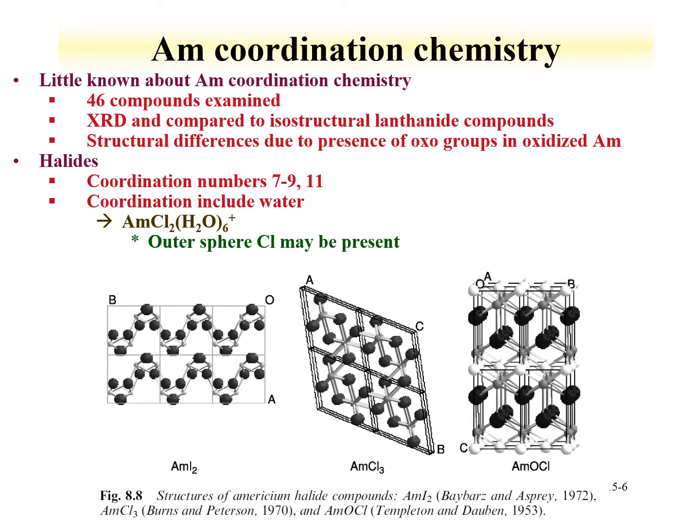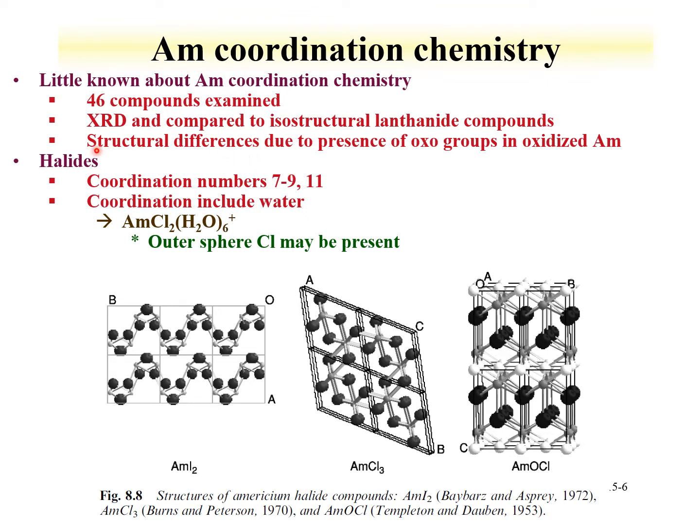Americium coordination chemistry is limited compared to some of the earlier actinides we've examined. There are about 50 known coordination compounds, primarily examined through X-ray diffraction. Often the data is collected and the resulting structure is compared to lanthanide compounds, with the idea that americium 3 would be isostructural to trivalent lanthanides.